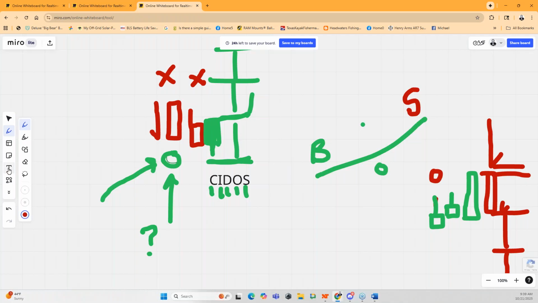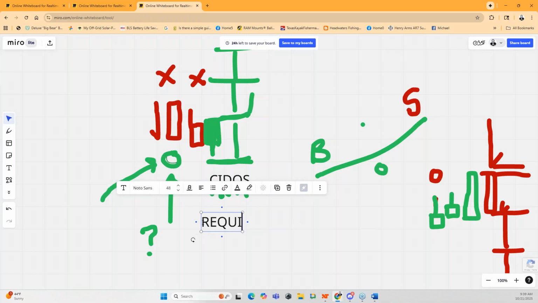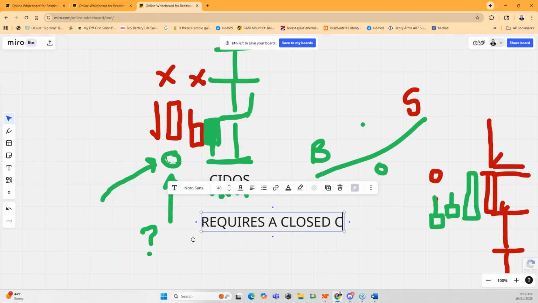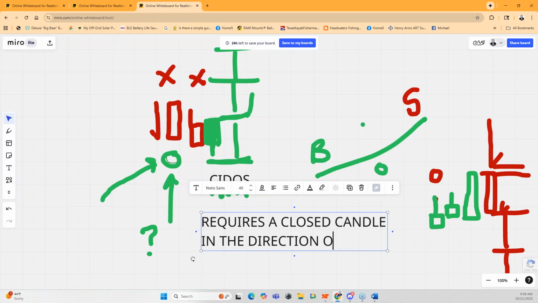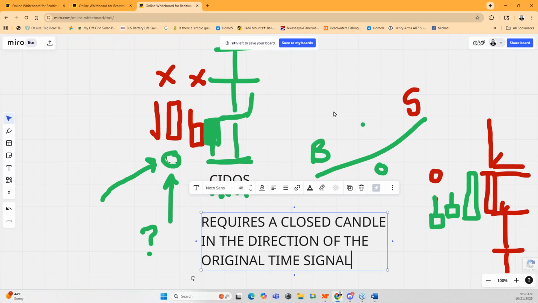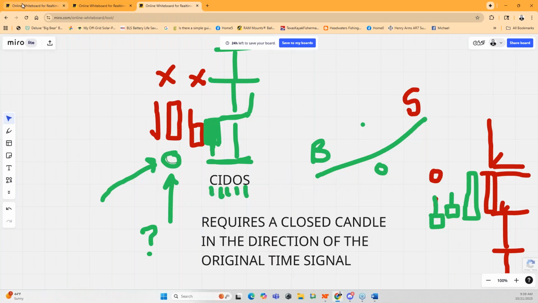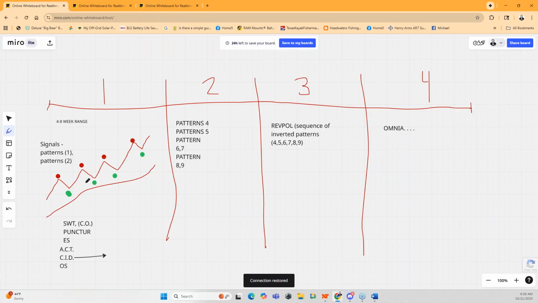So a CDOS requires a closed candle in the direction of the original time signal. And that is the fourth variation in phase one. So if we're a trend trader, we're looking for a candle that closes after the buy signal in the direction of the trend. Or we're looking for a signal with trend with a 2-to-1 RR as we're moving higher.